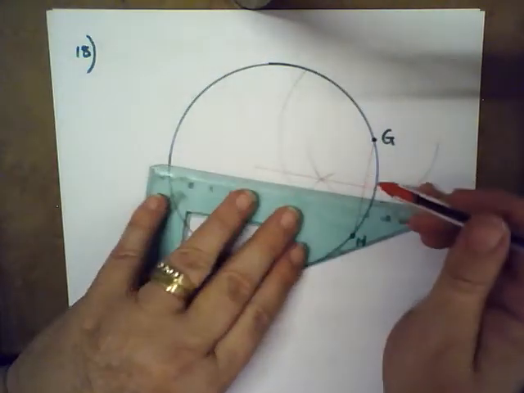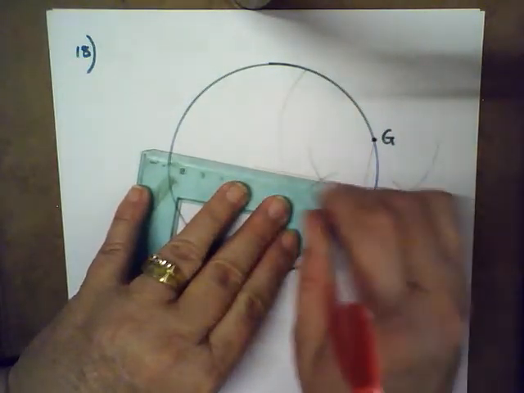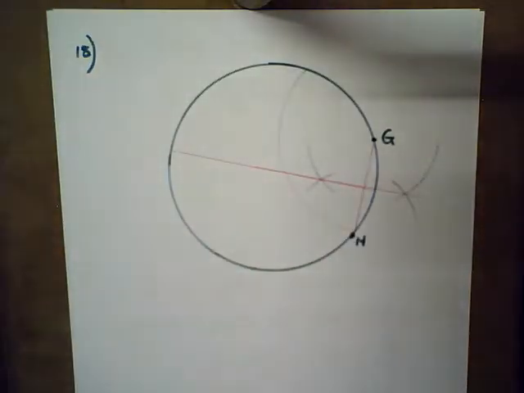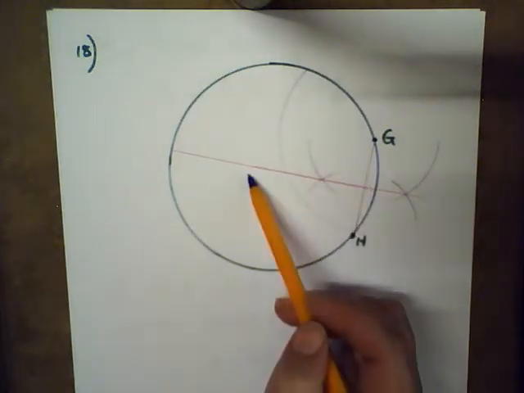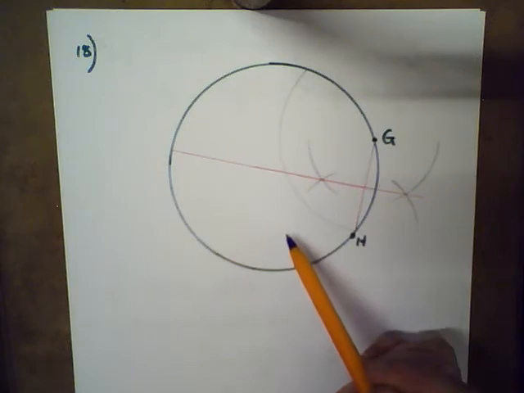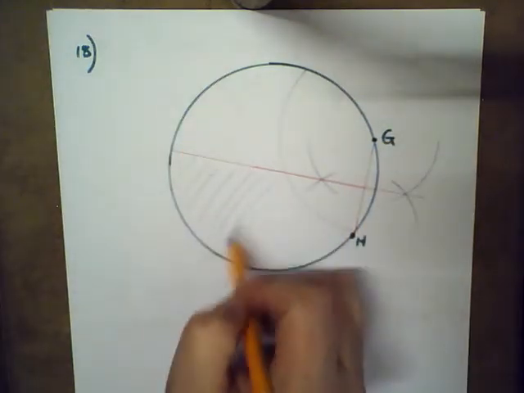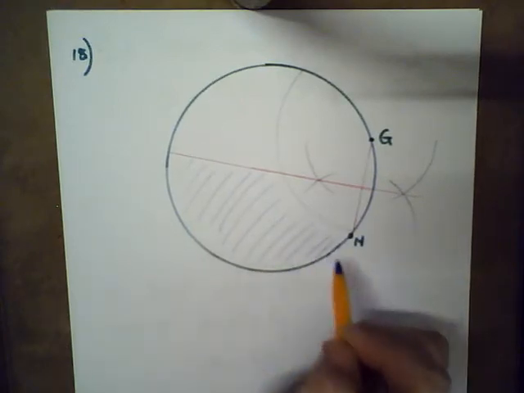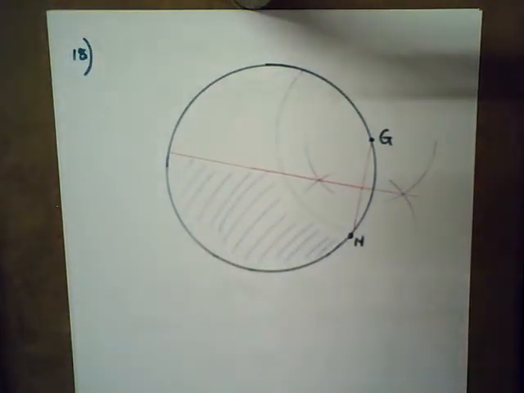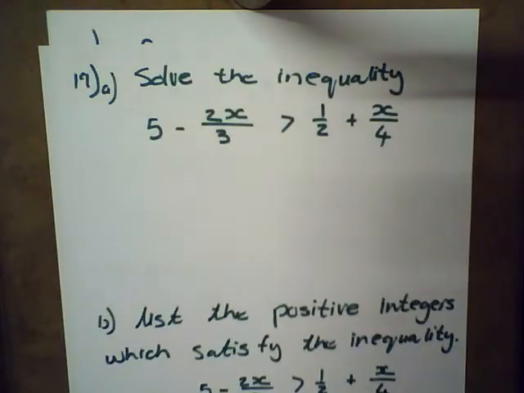Okay, and inside. Okay, there we go. So we have that already done, and now they just ask us to shade the region by constructing. Shade this region that is further away than 5 centimeters from G, that is nearer to H than it is to G. So that part of my circle must be shaded. Okay, that's question 18 done.